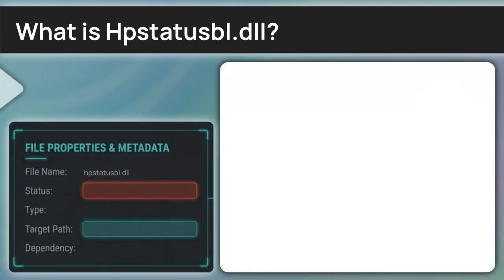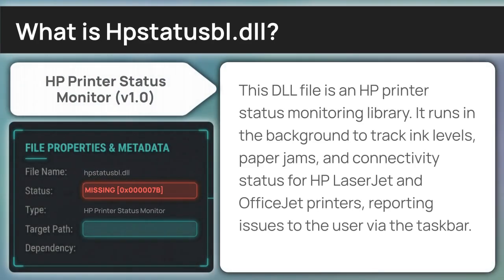This DLL file is an HP printer status monitoring library. It runs in the background to track ink levels, paper jams, and connectivity status for HP LaserJet and OfficeJet printers, reporting issues to the user via the taskbar.